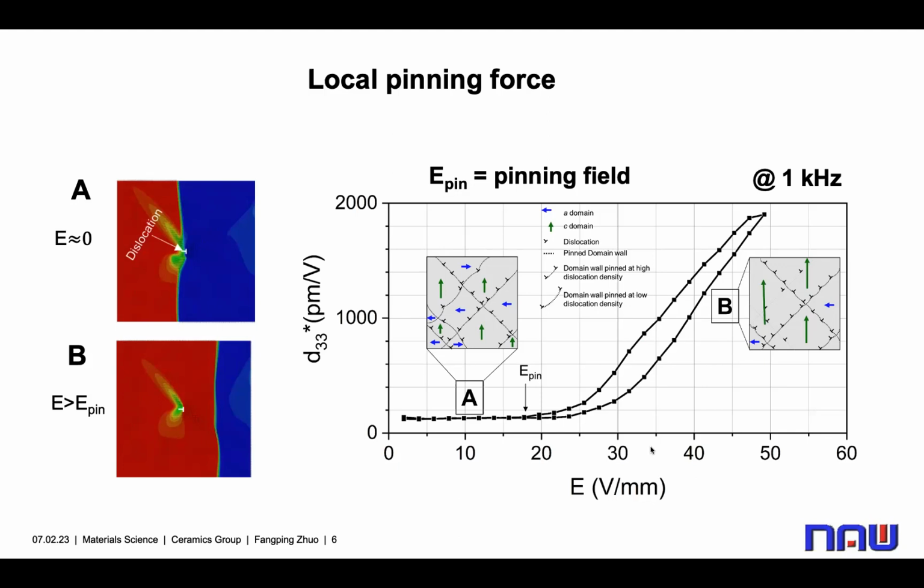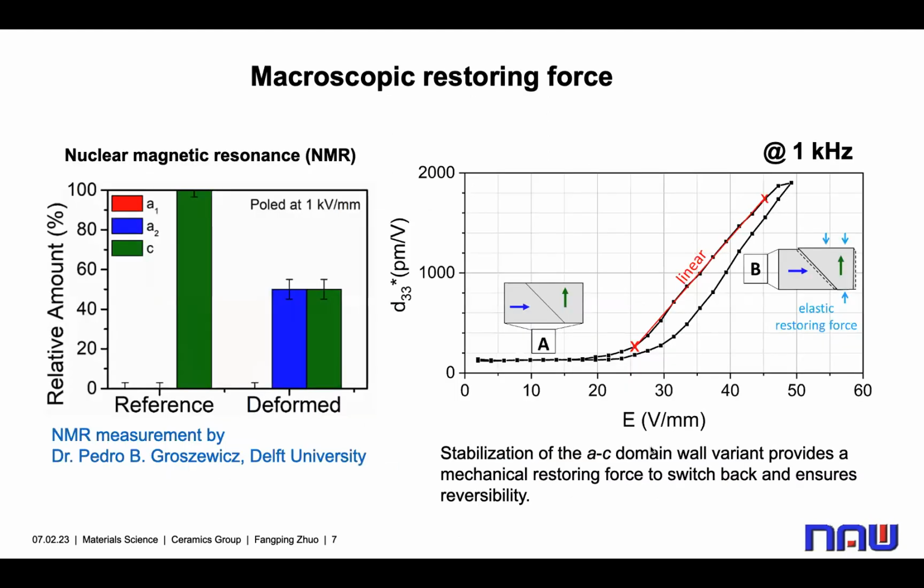So the local dislocation-domain wall interaction plays an essential role for the enhancement of the d33*. But we believe that the changes in the d33* should be related to the domain ratio. So therefore, we checked the domain ratio by using the NMR technique. And we found that the reference undeformed sample in the poled state has only C domains, while the deformed sample in the poled state has AC domains.